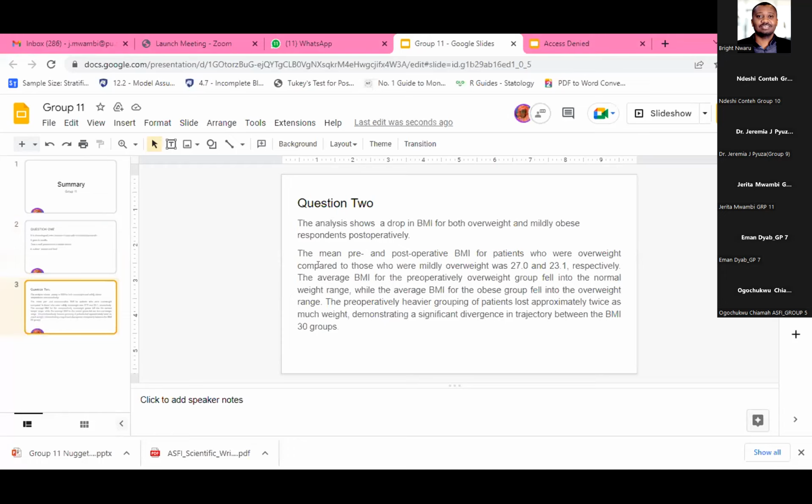Question two. The analysis shows a drop in BMI in both overweight and mildly obese respondents post-operatively. The mean pre and post-operative BMI for patients who are overweight compared to those who are mildly obese was 27.0 and 23.1 respectively. Then we said that the average BMI for the pre-operatively overweight group fell into the normal weight range, while the average BMI for the obese group fell into the overweight range. The preoperatively heavier grouping of patients lost approximately twice as much weight, demonstrating a significant divergence in trajectory between the BMI 30 groups.